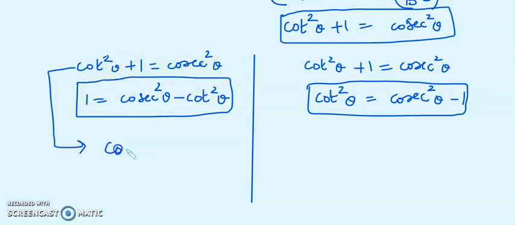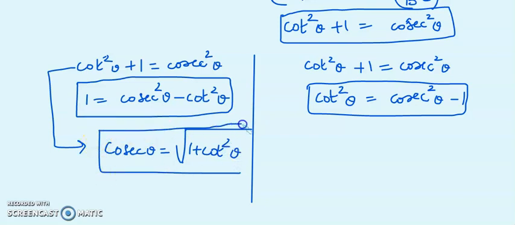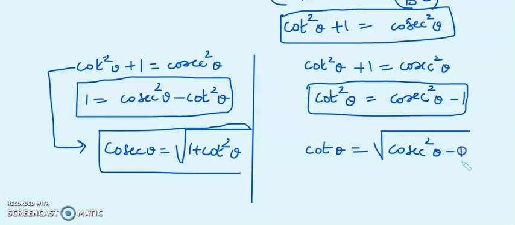Now, from this one, I have cot square theta plus 1 is equal to cosec square theta. So if I want cosec theta, that means I'm taking the square root. So cosec theta is the square root of 1 plus cot square theta. Correct? And here I'll be taking the square root again. So cot theta is equal to the square root of cosec square theta minus 1.